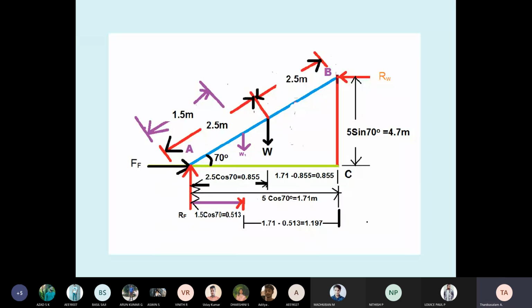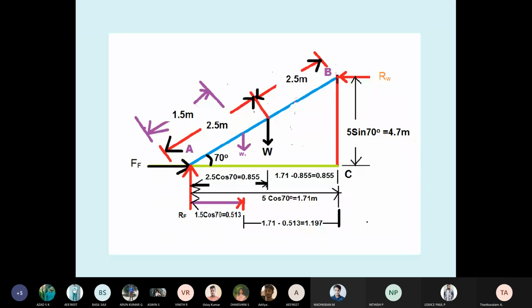Therefore, taking moment with respect to B, just remember. The first is W, the ladder weight, into 0.875, anti-clockwise. Then W1, the man's weight, into 1.197. See, RW is not giving moment. Why? Because RW passes through the reference point. The other forces: W into 0.855, W1 into 1.197. Then FF acting here, just project to C. FF into 4.7 meter, clockwise, minus. Just remember, while taking moment, you choose the reference point first. Then identify which forces are not giving moment, any force that comes to or goes through the reference point.